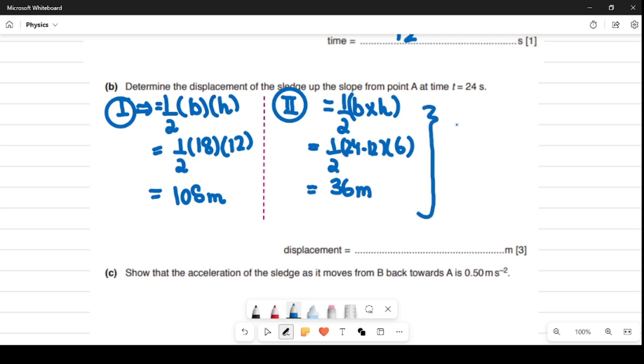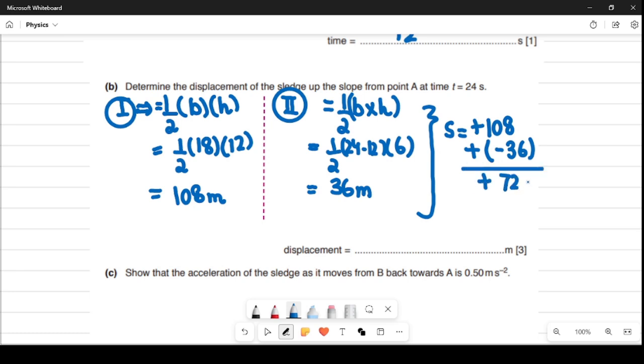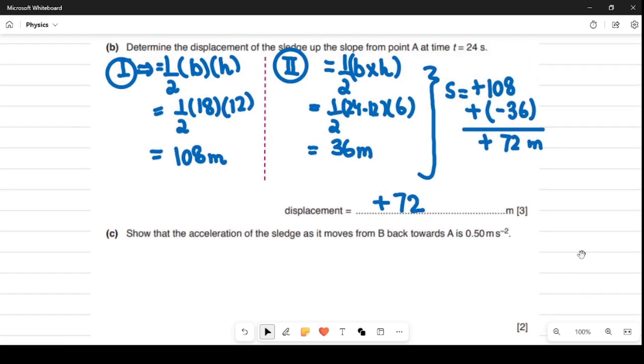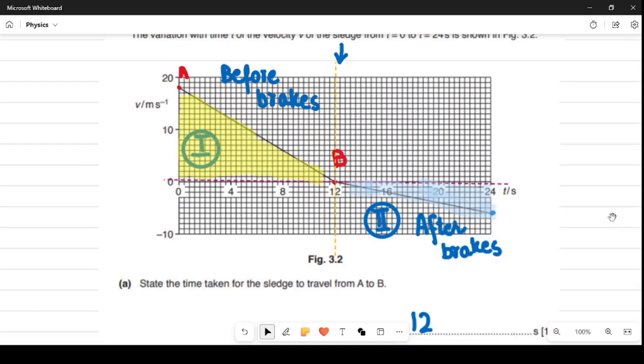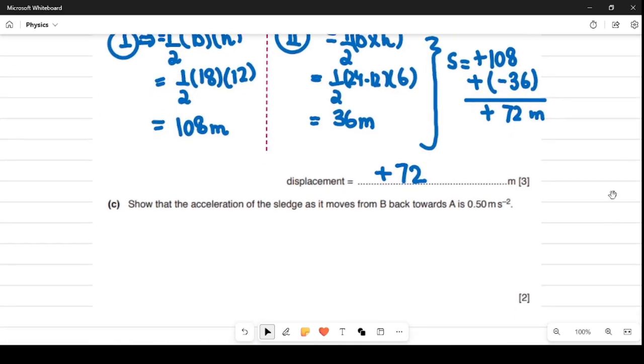Now, using both this information, displacement, here's the tricky part. Remember, displacement is always a vector quantity. Because displacement is a vector quantity, signs are important. 108 plus minus 36, right? Because it's a vector quantity, we need to take the signs into account. It is going backwards. Your answer will be a positive 72 meters. So you have a positive 72. Okay, so this was how you calculated the displacement for a velocity time graph.